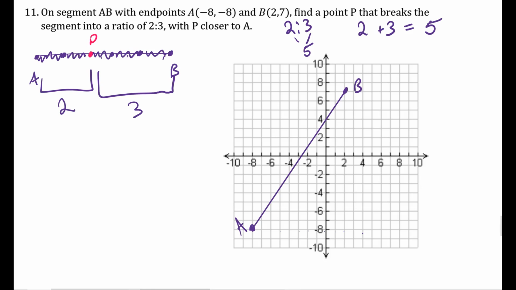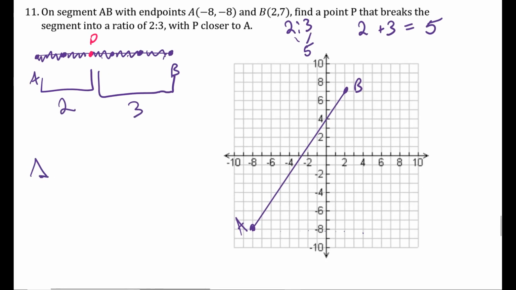So the way we do that is by starting and finding the total change in X and the total change in Y. So you could do that by counting boxes here, but in this case, it's just easier to subtract the X values. So if I subtract 2 and -8, that becomes 2 plus 8, or just 10.